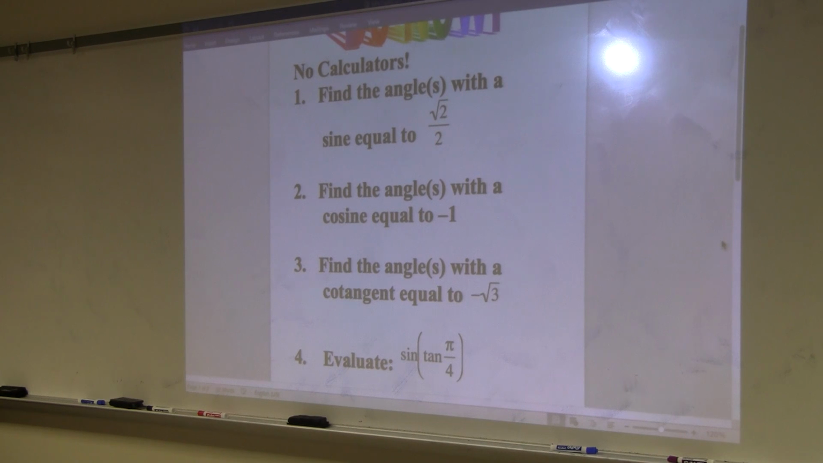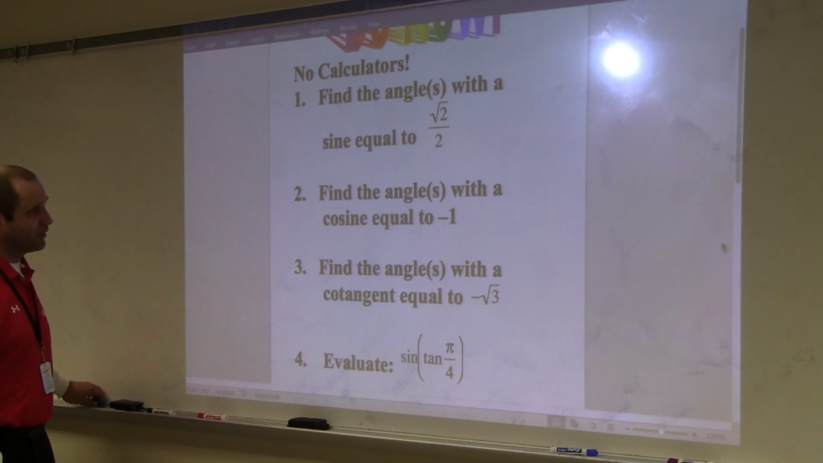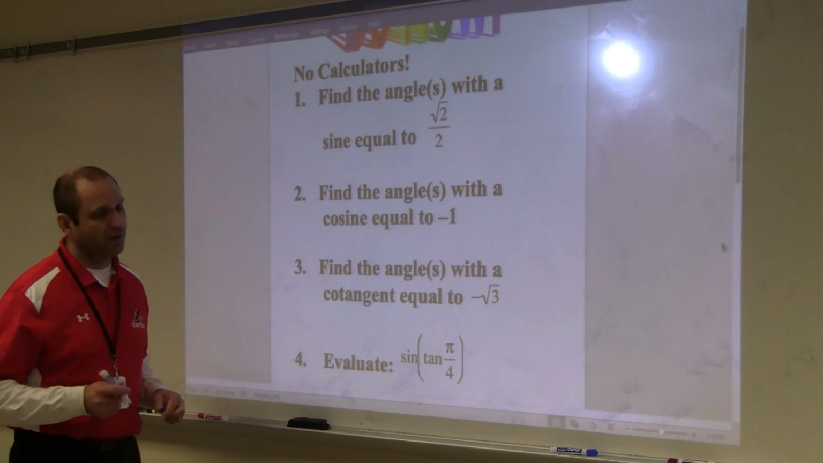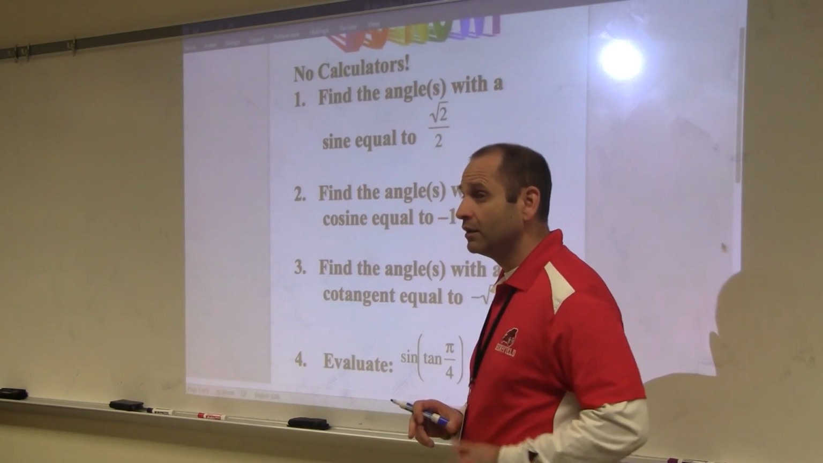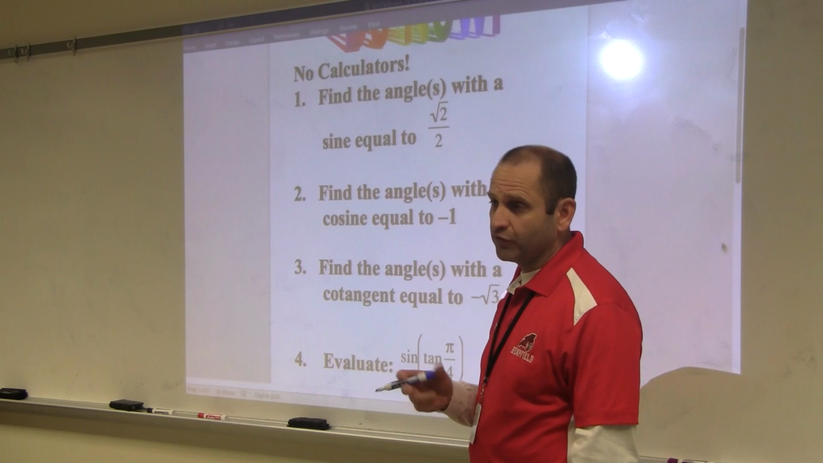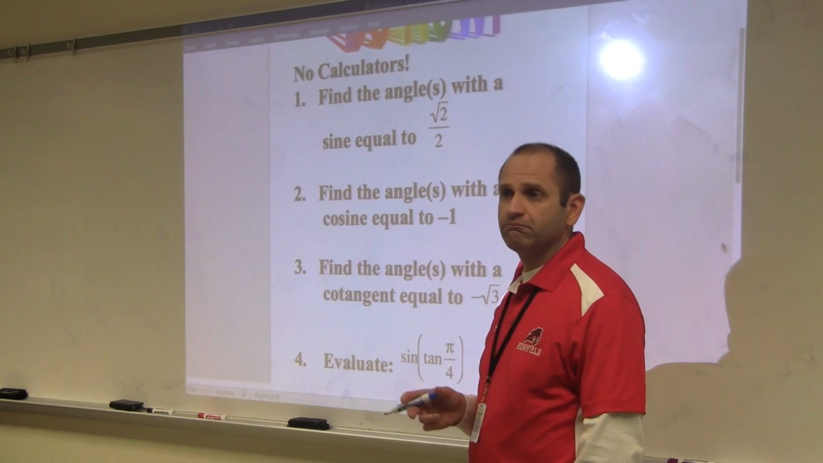All right, so what do you think for number 1 here? Find the angle or angles with a sine equal to root 2 over 2. What did you come up with, Colin? I had pi over 4, 3 pi over 4. How many agree?